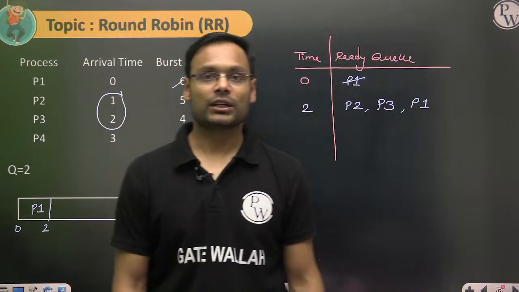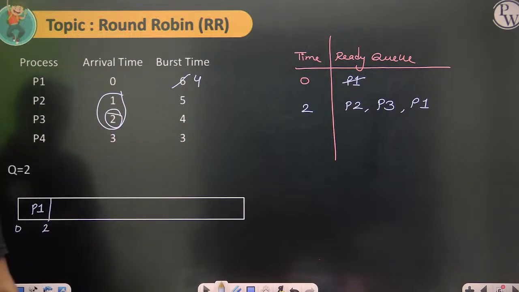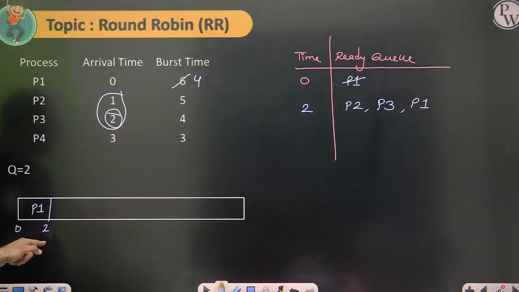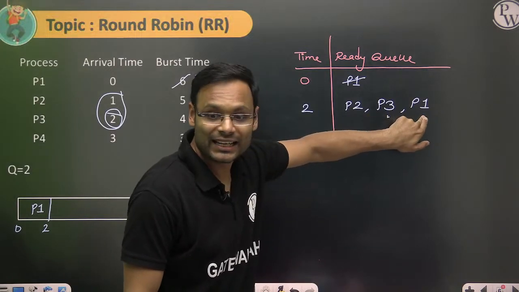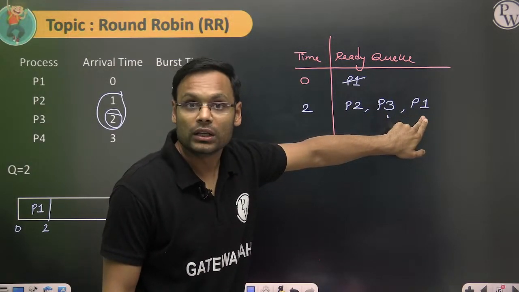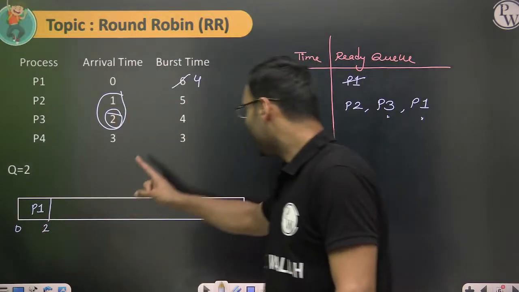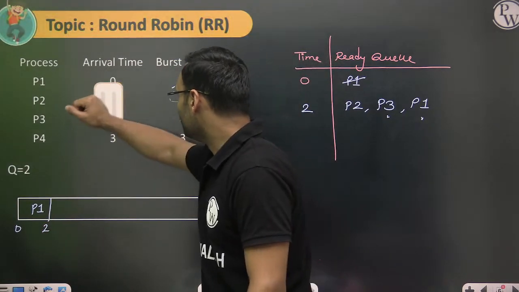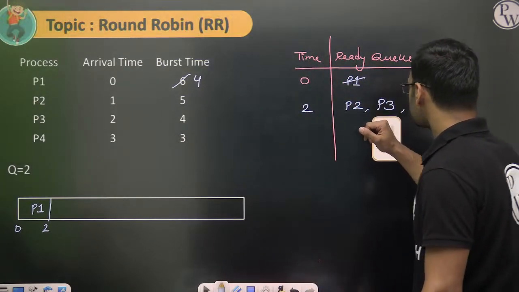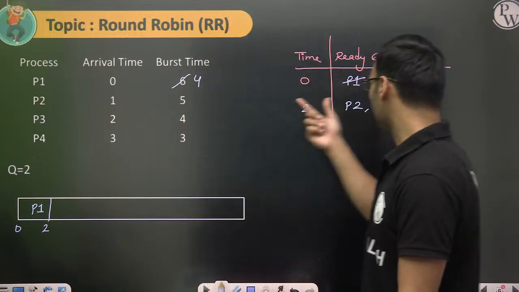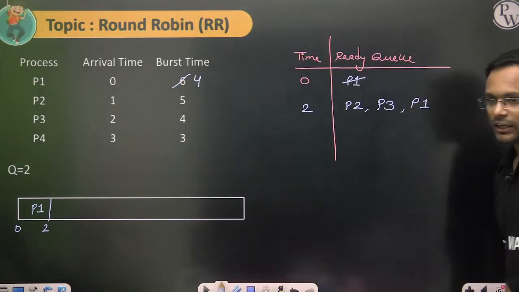Now there is a confusion. Sir, at time 2, a new process also arrives. At time 2, P1 also completes its execution. Why are you adding the new process first and P1 at the end? This is the rule. If we have a preempted process and a process arriving, then we give the chance to the newly arriving process first. The current process which is coming back from the CPU preempted will be added at the end of the ready queue.